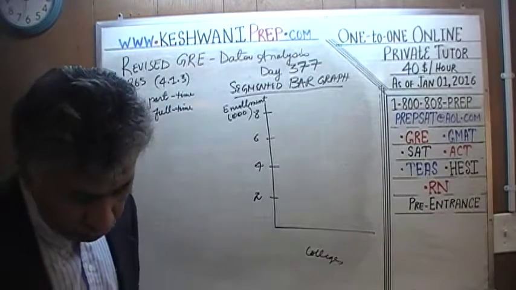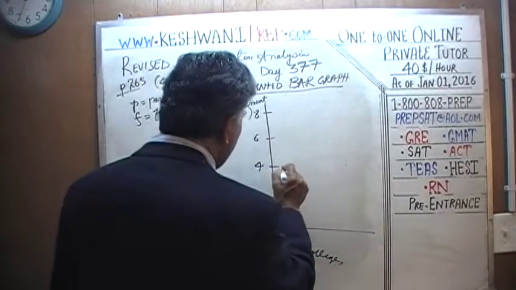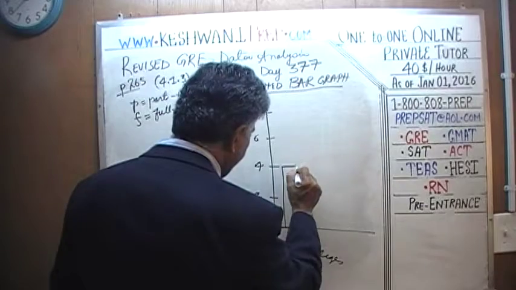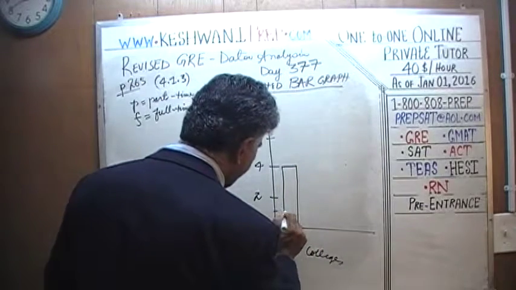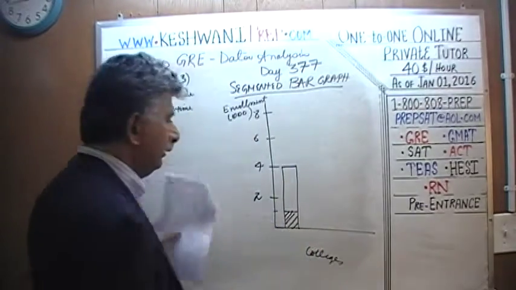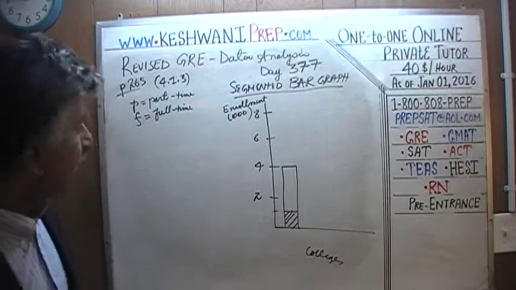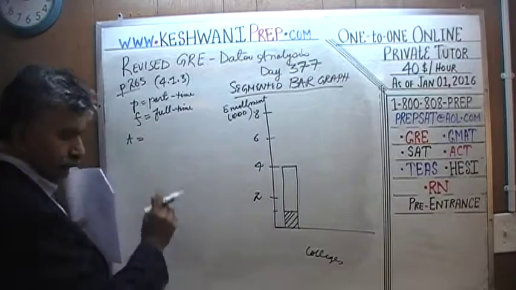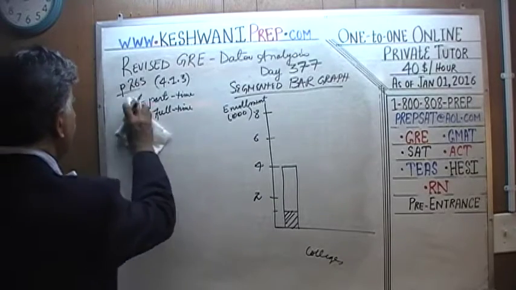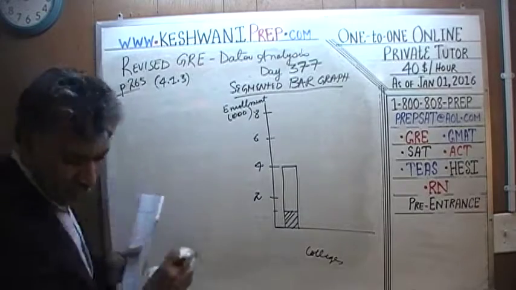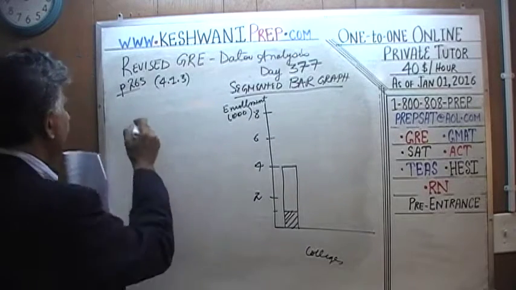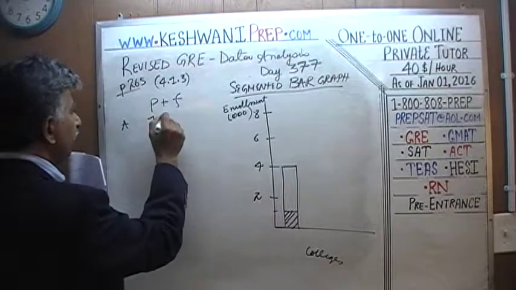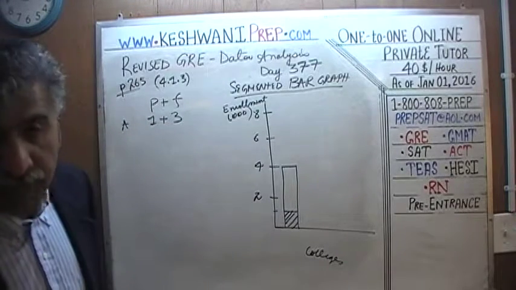So we have 4,000 students, out of which 1,000 are part-time. So let's first do college A, 4,000 right here, of which 1,000 are part-times. So here's our college A. The bottom part that they give you is part-times. So let's put down part-times and full-times, and for college A, we find out it is 1 plus 3. If you read it carefully, that's what it is.